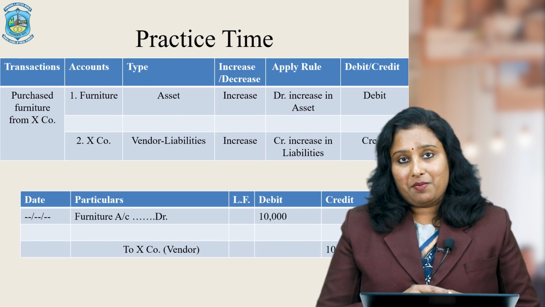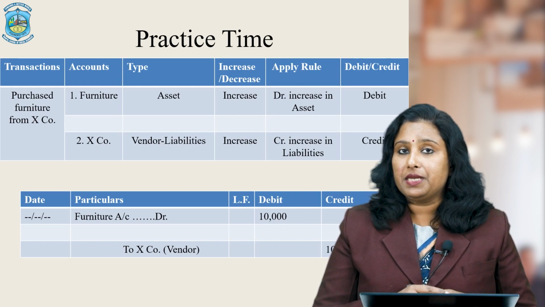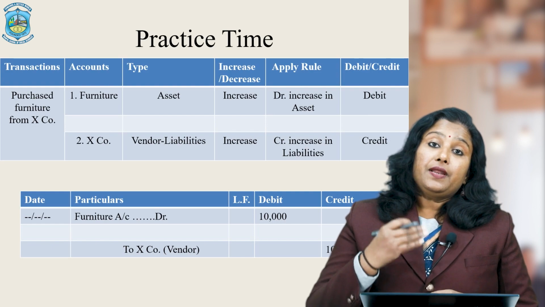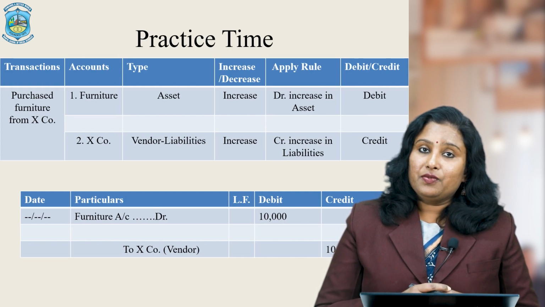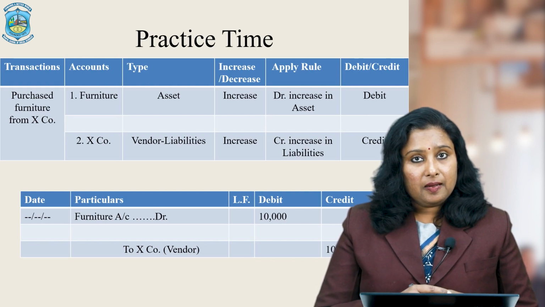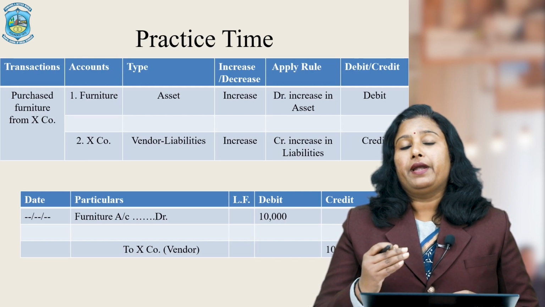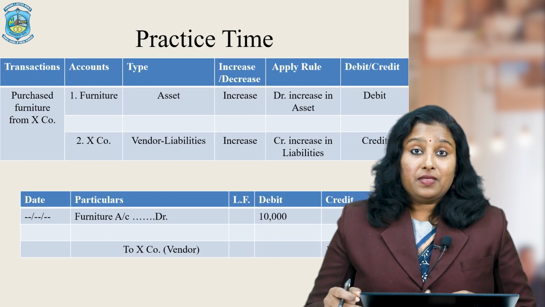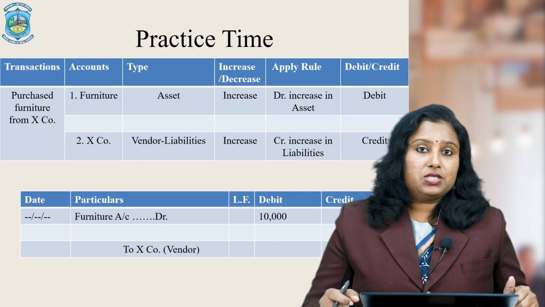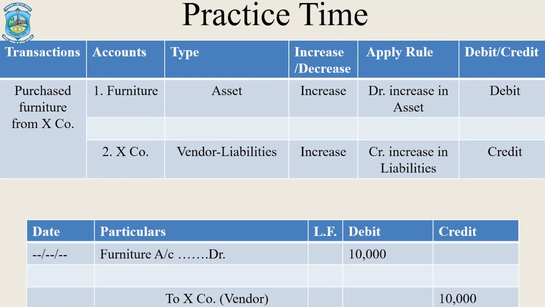Increase in assets are debited, hence furniture account will be debited, and increase in liabilities are credited, therefore vendor's account will be credited. Since the name of vendor is provided to us in this transaction itself, so we will credit X Limited account. Therefore, the journal entry for this shall be furniture account debited to X Company Limited.